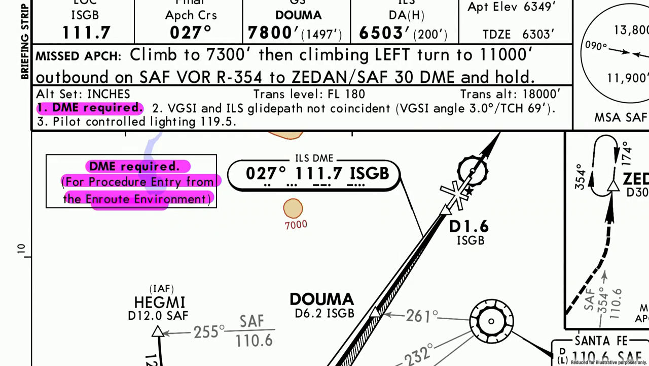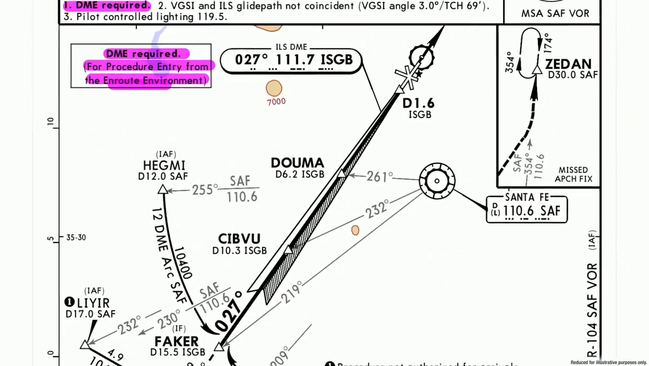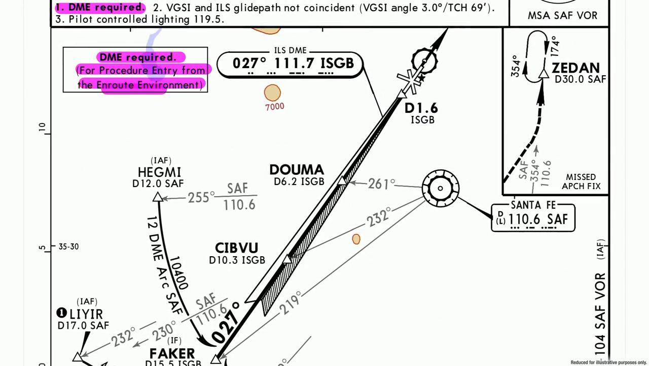both Jeppesen and the FAA will normally publish that in the plan view. We'll look at the same chart, the FAA version, in a second. But again, when we talk about the plan view, it's this overhead view. You'll usually see that there. And again, when we talk about procedure entry from the en route environment, what we're saying is you're going to need DME or suitable distance information, like RNAV GPS distance information, to get from the initial approach fix to final approach.